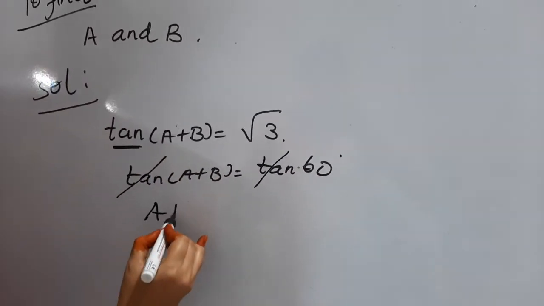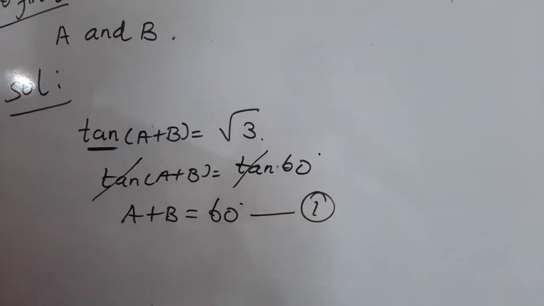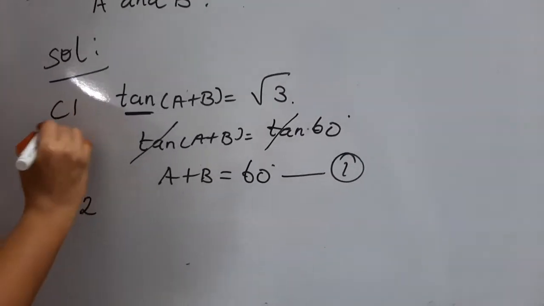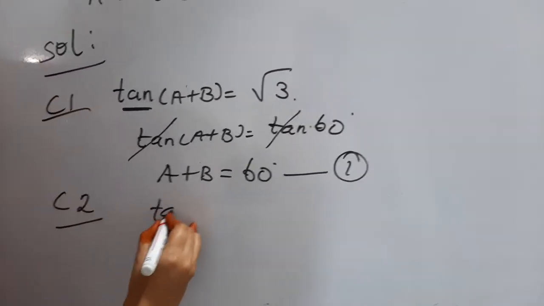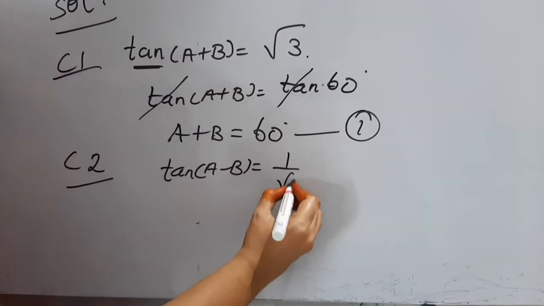Now in both the expressions, cancel tan. So we'll get another equation. What is that equation? A plus B is equal to 60 degrees. Let it be. Go for the second condition. Condition 2. What is given? Tan(A - B) is equal to 1 by root 3.